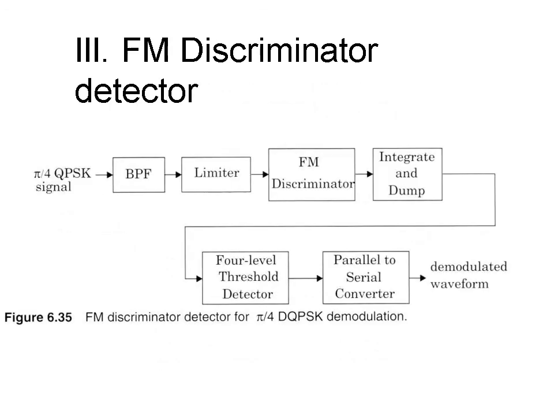This is the FM discriminator detector. Here you will use the FM discriminator, integrate and dump circuit and limiter circuit, and parallel to serial converter with 4 level threshold.